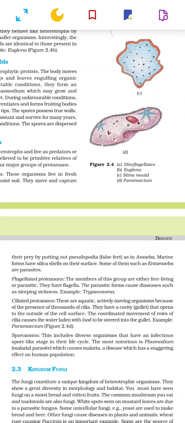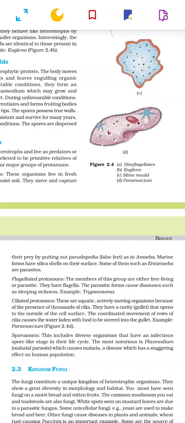Ciliated protozoans are aquatic, actively moving organisms because of the presence of thousands of cilia. They have a cavity, the gullet, that opens to the outside of the cell surface. The coordinated movement of the rows of cilia causes the water laden with food to be steered into the gullet. For example, Paramecium in figure 2.4d.